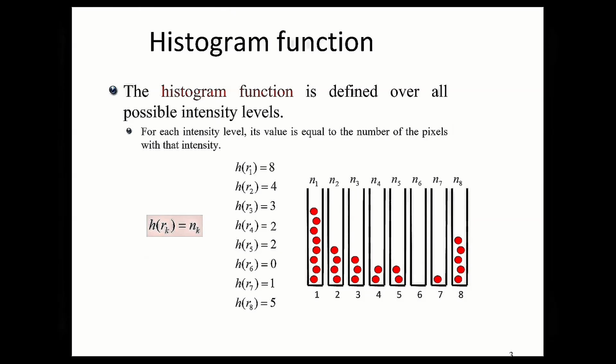So what is a histogram? A histogram is nothing but the number of pixels inside the image, or the number of samples inside any set that you have. Since we are talking about image processing, let's say you have the number of pixels for the level r1. One level has 8 pixels inside an image. They cannot be in the same part, but can be separate. Then level 2 has 4, 3 has 3 pixels, 4 has 2 pixels, then 5, 6, 7 and 8.